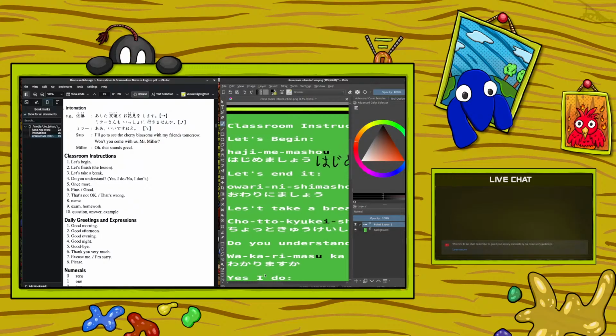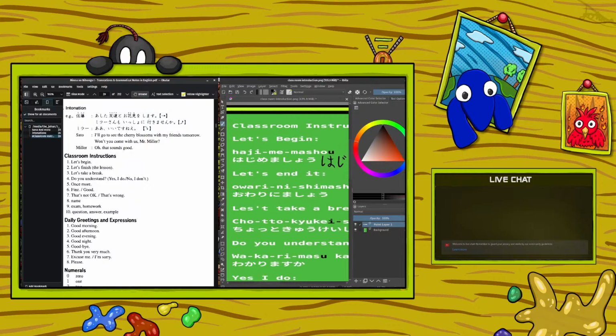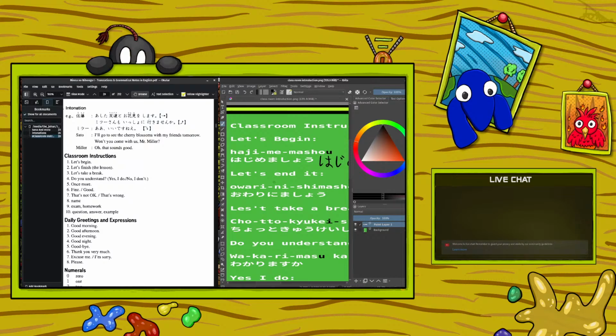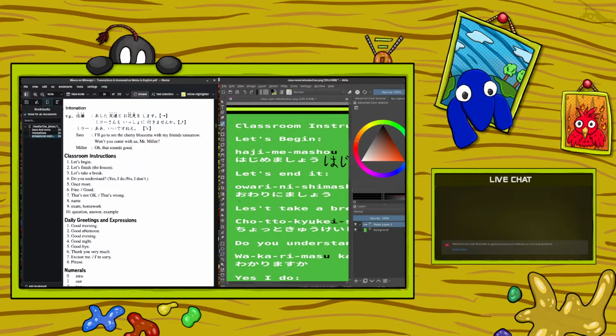So oriwa ni shimashou. Oriwa ni shimashou. So oriwa, owari, yeah, owari ni mashou. Owari ni mashou. There. Owari ni mashou. So now we have that. Now we're gonna go for first ori, owari. Yeah. It's always so difficult to pronounce, probably. Owari ni shimashou. So there you go.